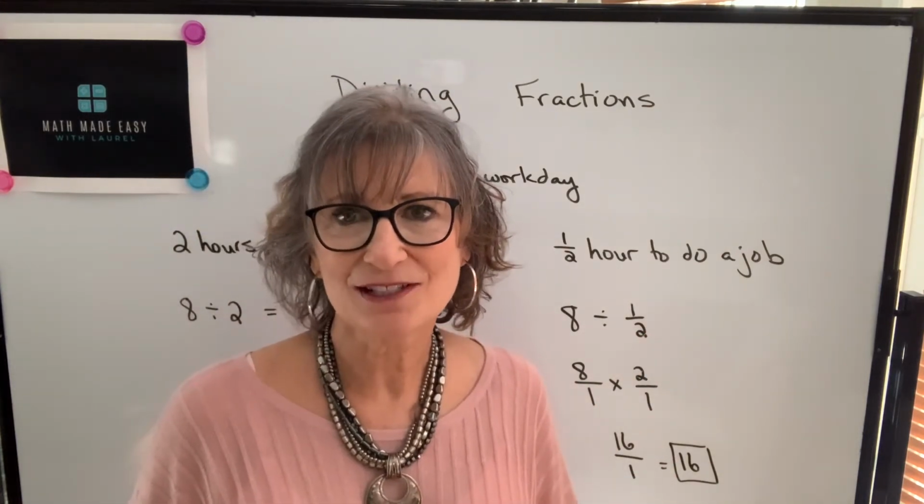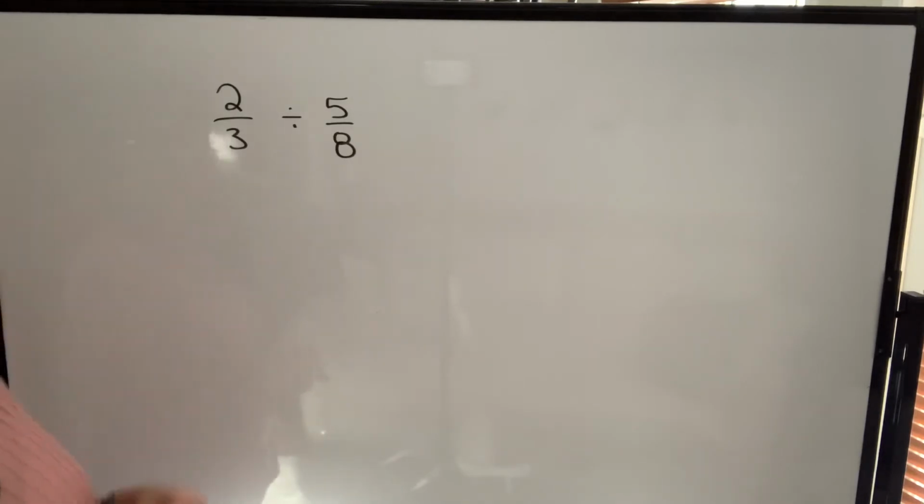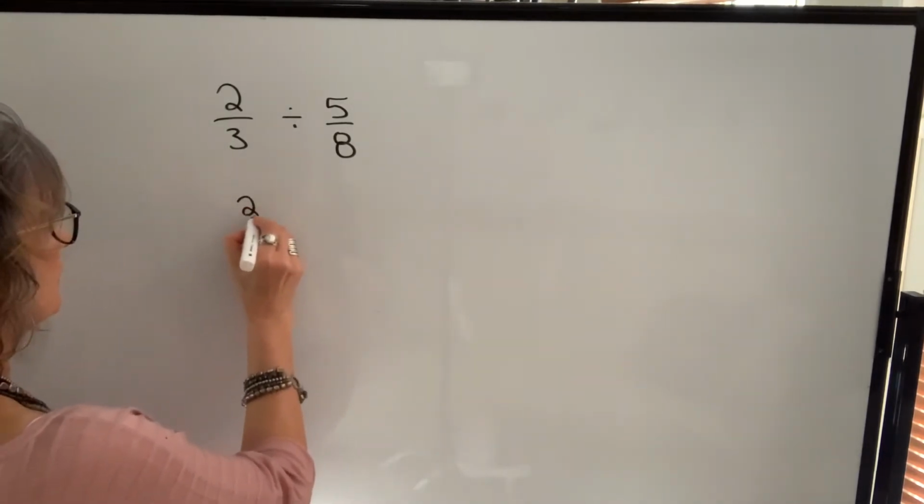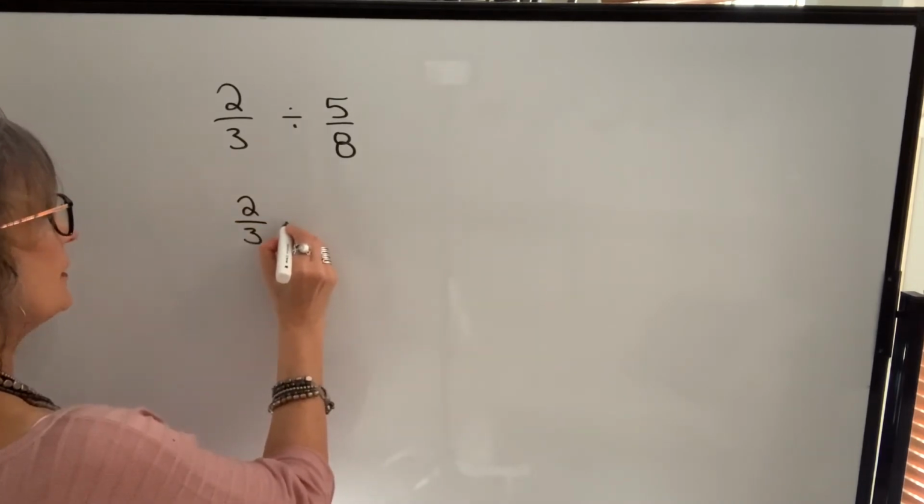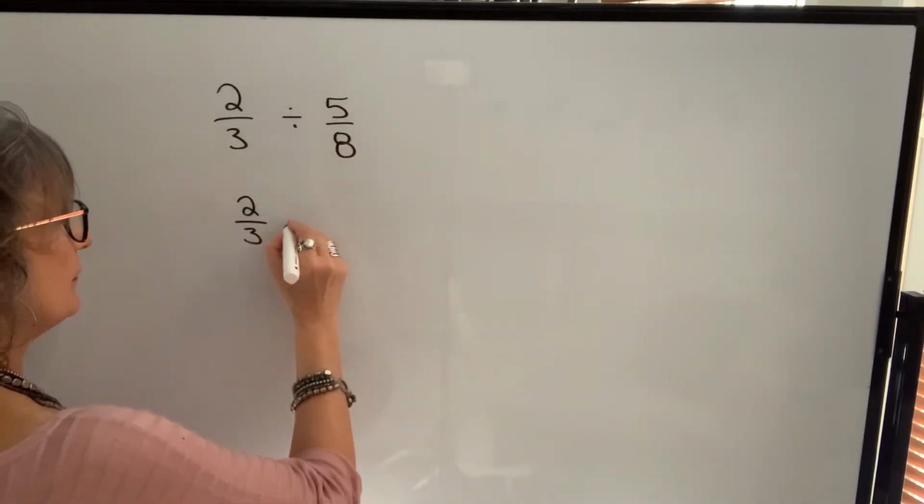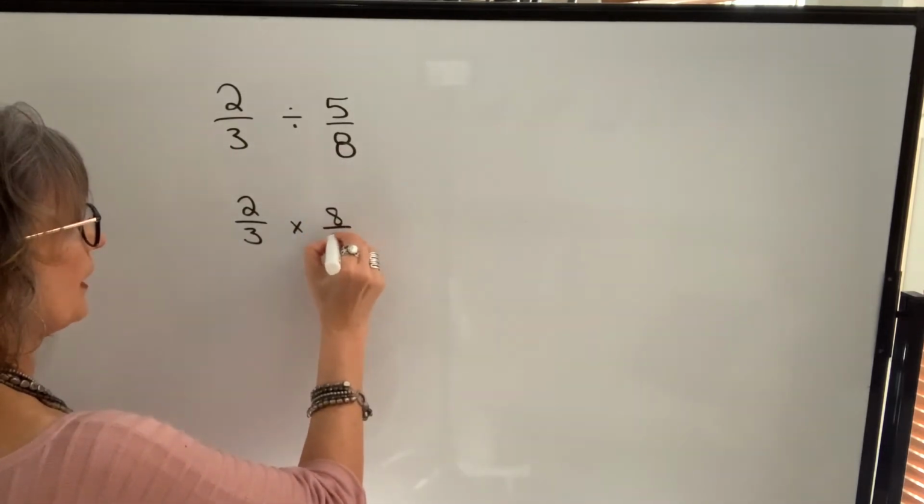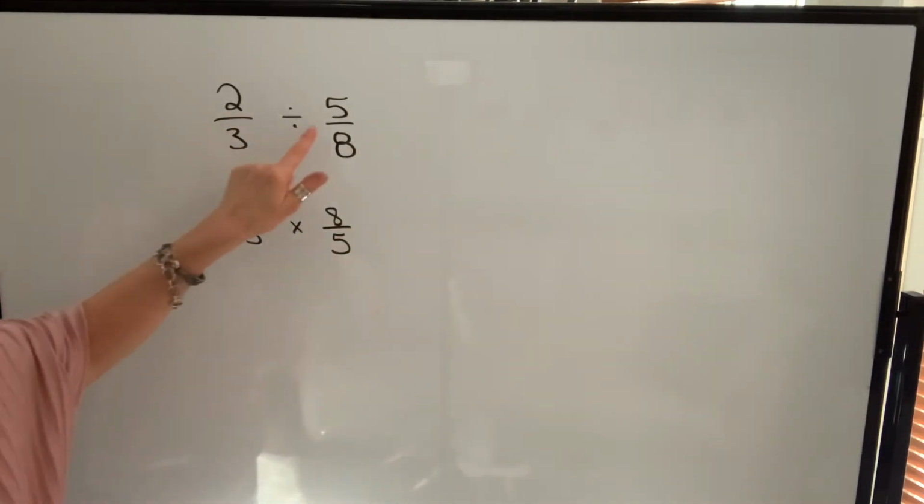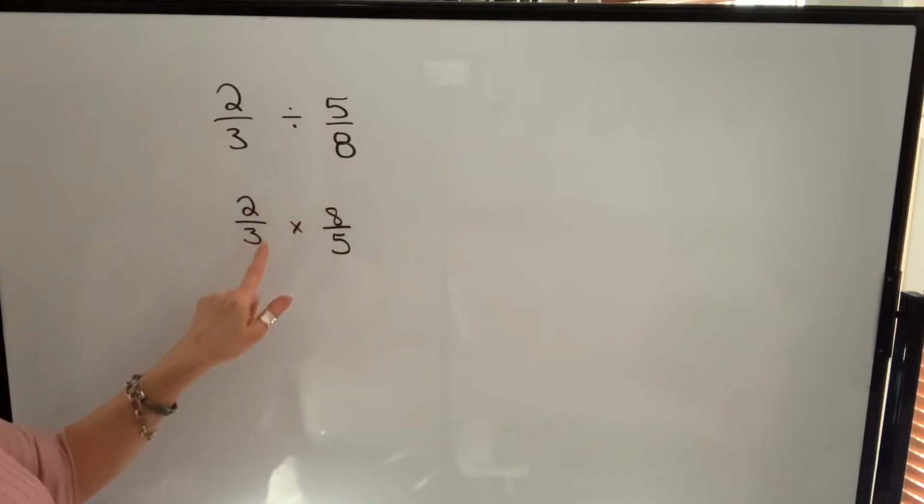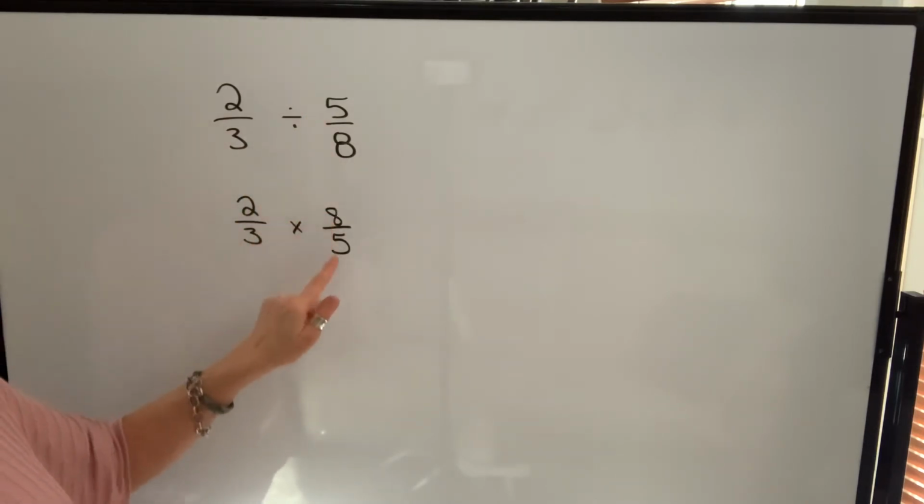Let's take a look at some more examples. So in this example, we have 2/3 divided by 5/8. So our rule is if we flip this, then we can multiply. So we're going to multiply by 8/5. 2/3 divided by 5/8 is going to be the same as 2/3 times 8/5.